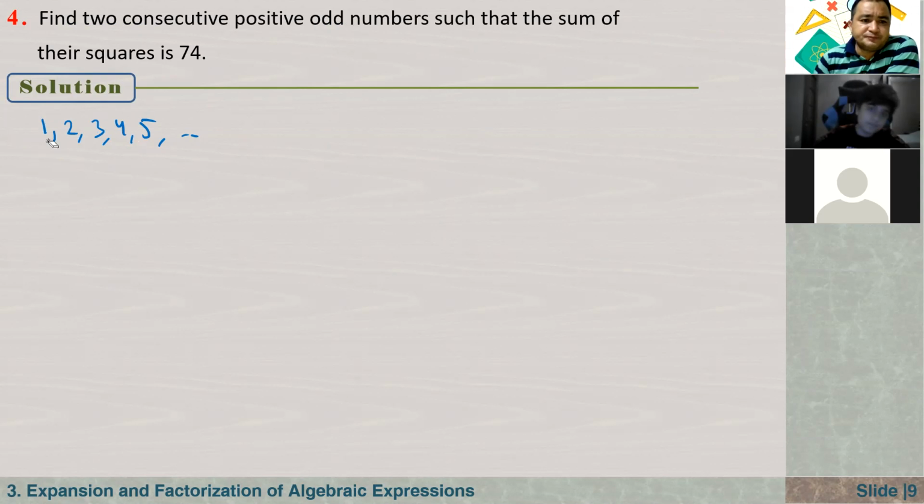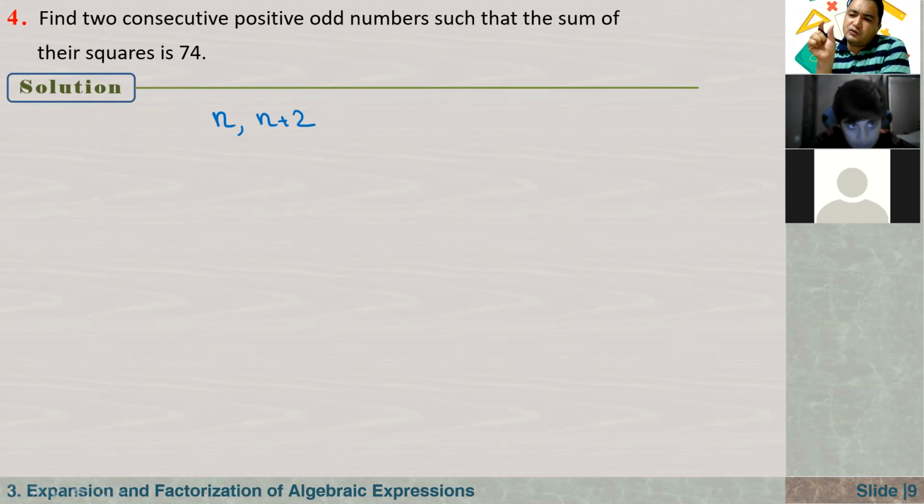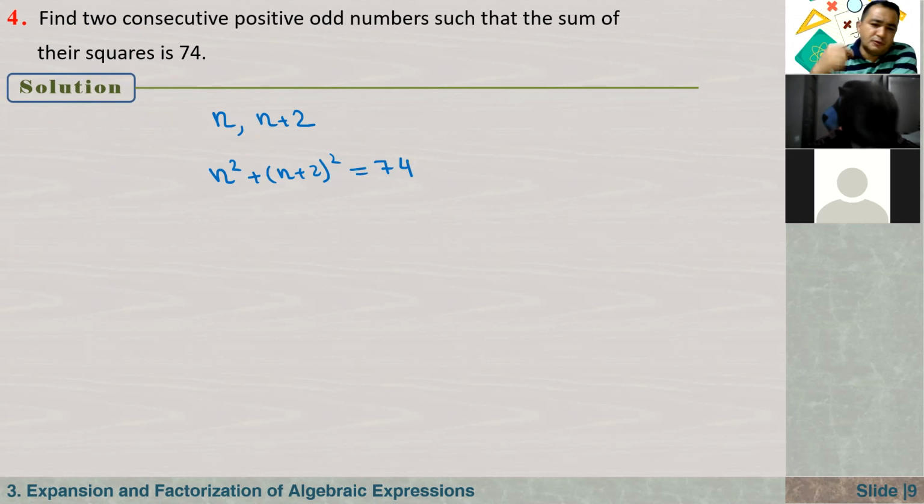Here we are talking about finding two consecutive positive odd numbers such that the sum of their squares is 74. If the first number is n, the second number should be n plus 2, because if you take any two consecutive odd numbers, the difference is 2, right? So the sum of their squares is n squared plus (n plus 2) squared, and that's equal to 74. That's it, very easy. As you see here, understanding the problem is the most important step. And once you understand that, the rest is quite easy.